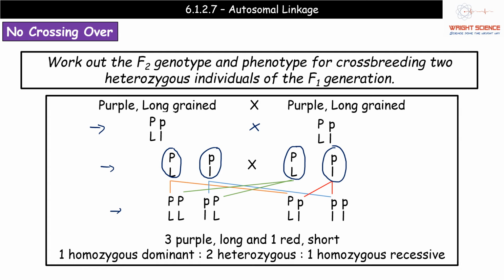Now, what it actually constitutes is 1 homozygous dominant, which is the one on the left. We then have 2 of the heterozygous, which are these two, and then 1 homozygous recessive. So it's a 1 to 2 to 1 ratio there.